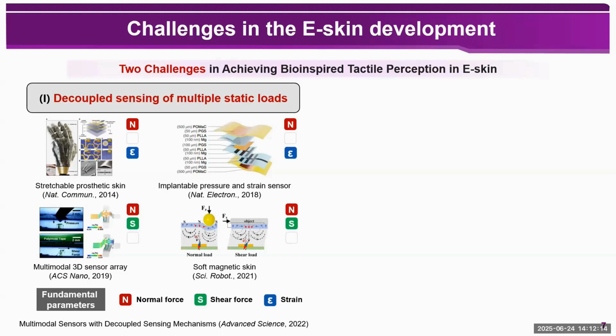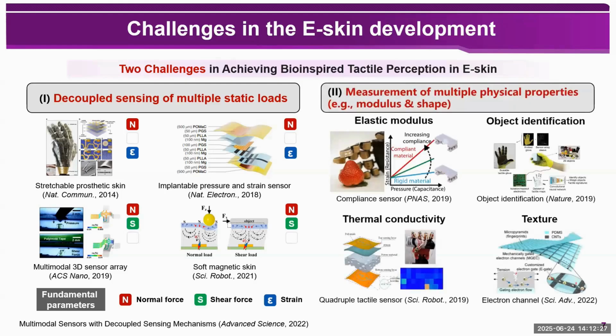Actually, Professor Huang Yuchen's group wrote a very nice review paper on this topic of multimodal sensor with decoupled sensing 3 years ago in Advanced Science. And so this is challenge one. Challenge two is the quantitative measurements of multiple physical properties. For example, if you want to use the e-skin to determine the softness of an object without knowing its shape, it means that you need to determine both the elastic modulus and the principal curvature components simultaneously. This is also very difficult to achieve.